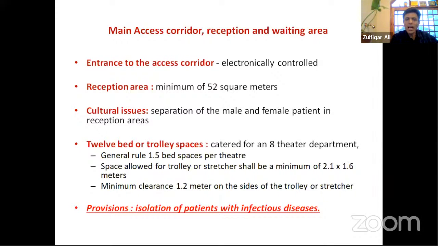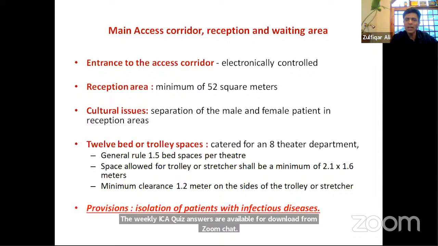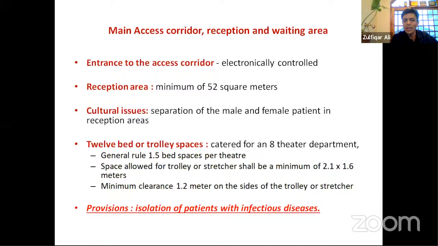In a desirable, ideal operating room, it's better to have an entrance which is electronically controlled. The recommendations from various international organizations lay down that the reception area to an operating room should have at least 52 square meters of area. Cultural issues are very important, particularly in the Indian scenario, where a separation of male and female patients may be desirable.